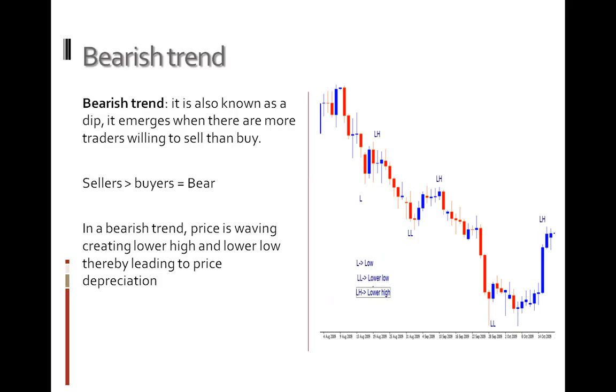Bearish trend. A bearish trend is also known as a dip. It emerges when we have more traders willing to sell than buy. When sellers are greater than buyers, we have a bearish trend. In a bearish trend, price is waving, creating lower highs and lower lows, thereby leading to price depreciation. We can see from the chart how price is making a low, lower high, lower low, lower high. The previous lower high must be higher than the next one. That makes the trend valid.